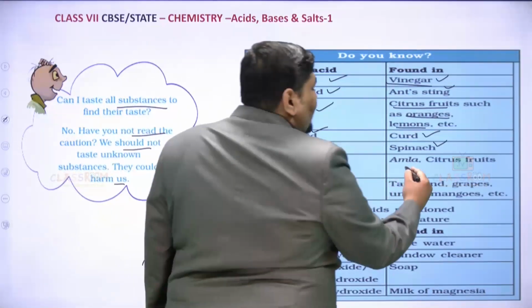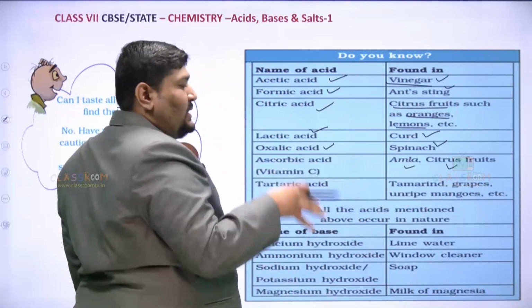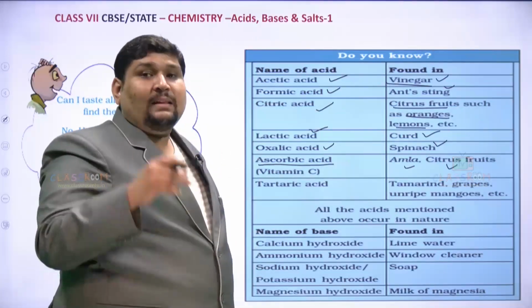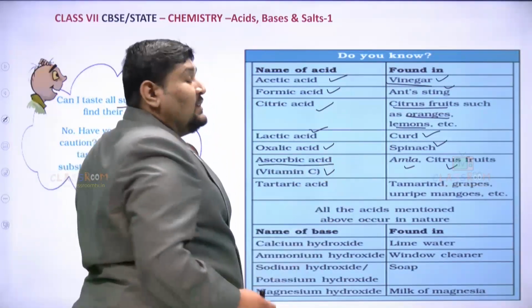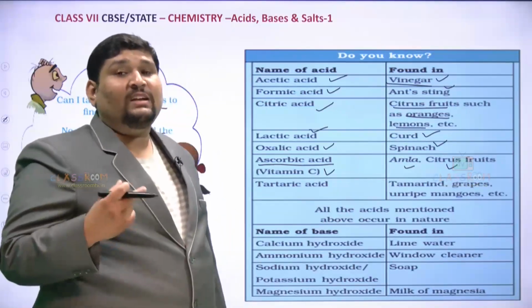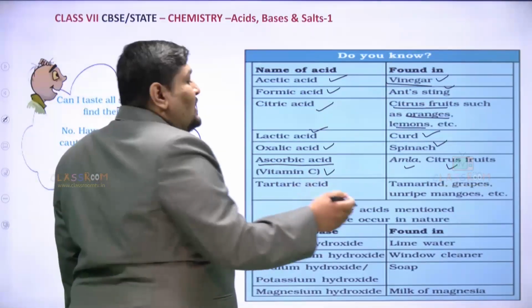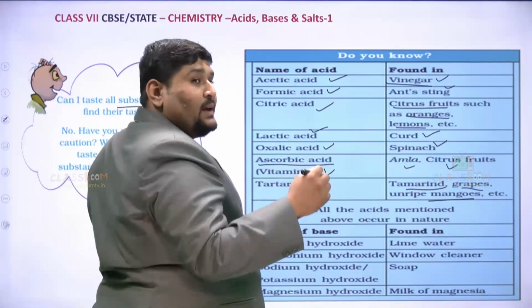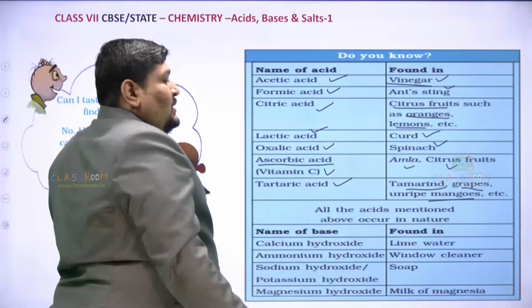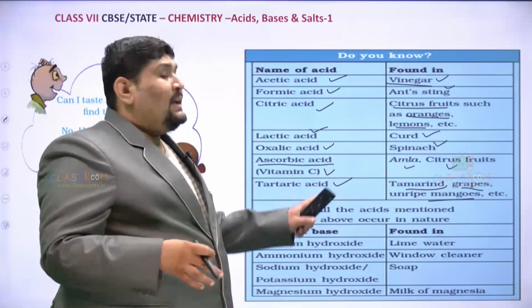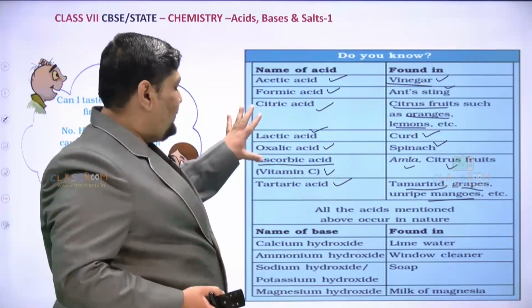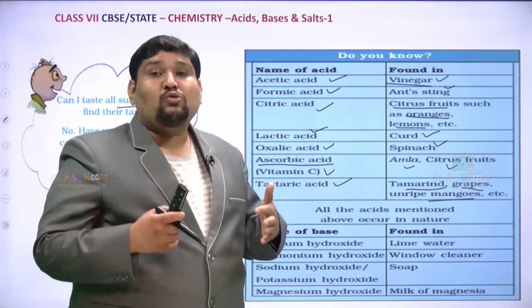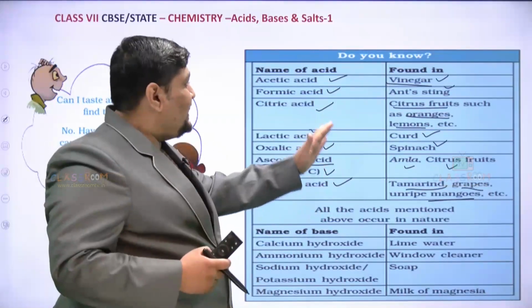The next comes amla and citrus fruits. Apart from amla, there are other citrus fruits which contain ascorbic acid, and this ascorbic acid is rich in vitamin C. The next comes tamarind, grapes and unripe mangoes. These are examples of acids which contain tartaric acid. So these are the names of the acids which we classified as sour in taste.